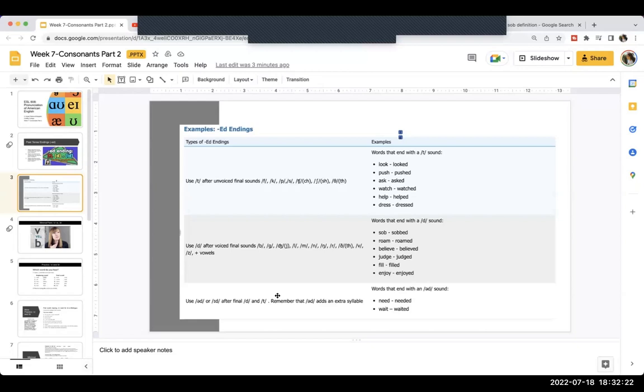Again, if you are not sure, you say the word by itself without the ED sound. And if your throat makes a vibration at the end, then it is ED. Cool? If you see T or D, then it's ID.